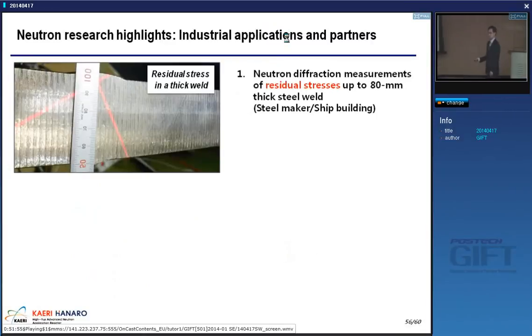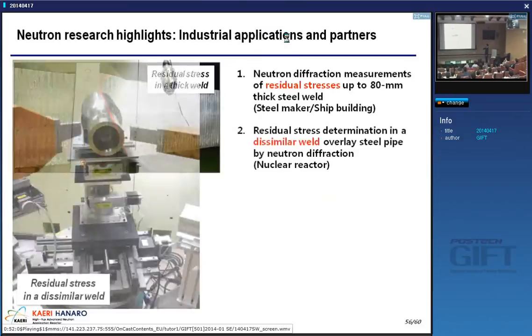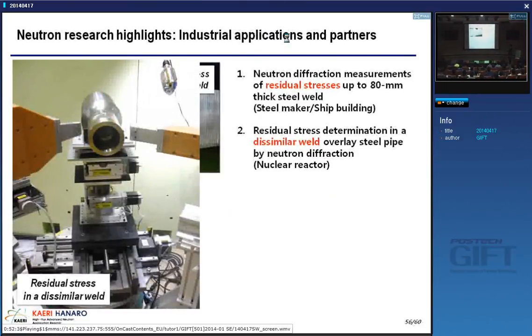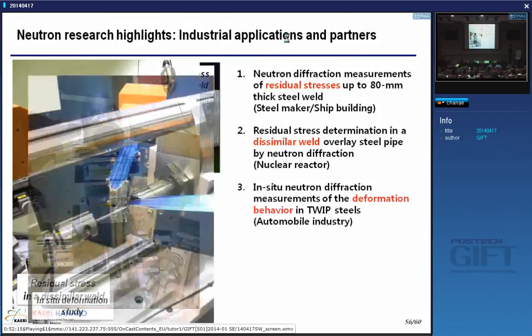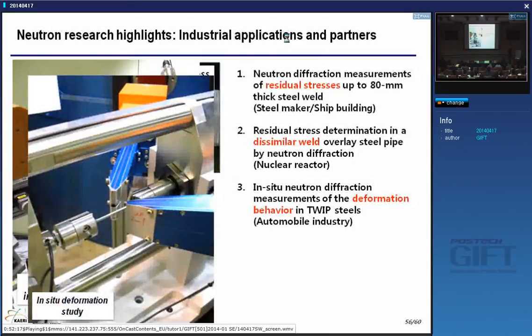Let me show you some highlights. So we have some stress measurement, very thick plates, welds for the shipbuilding steel maker. And then a similar weld, where one part is steel, the other part is stainless steel. Okay, this is very common in the reactor, nuclear industry. And then tube steel with some deformation behavior. When peak broadening happens, asymmetric peaks happen, it can relate to the stacking fault energy and dislocations.